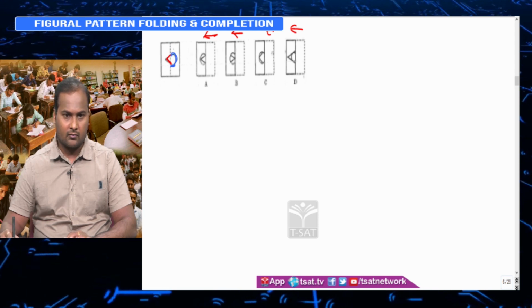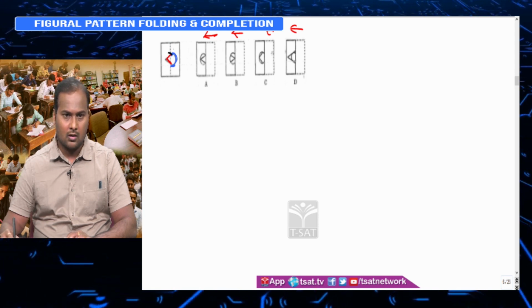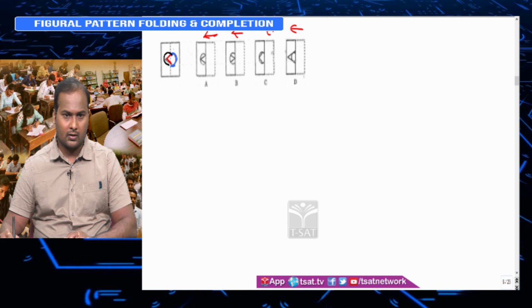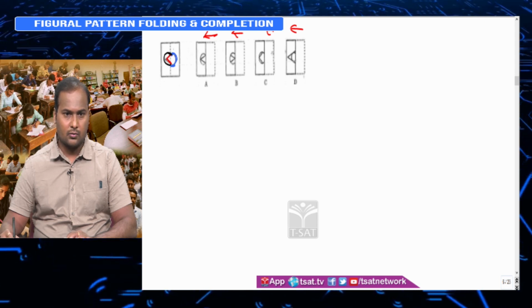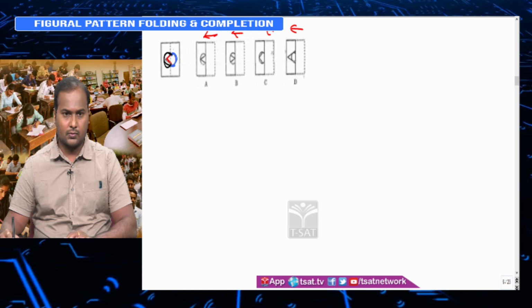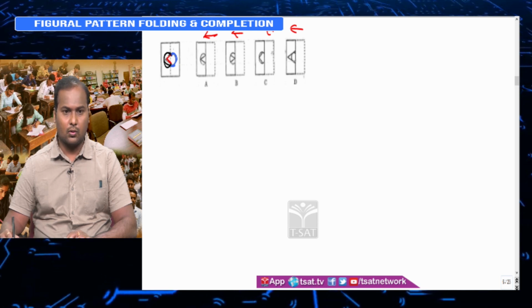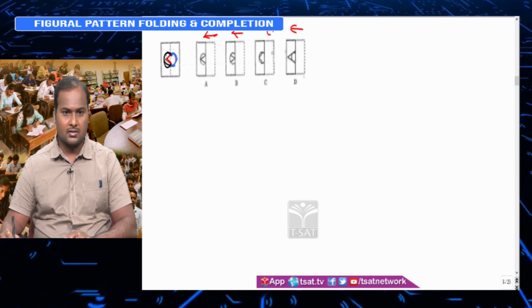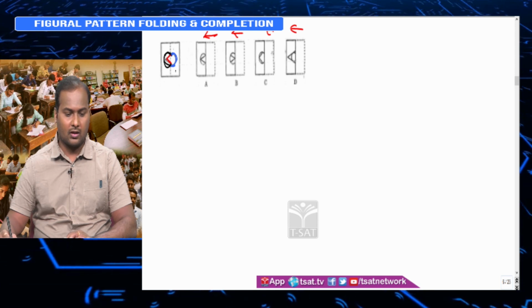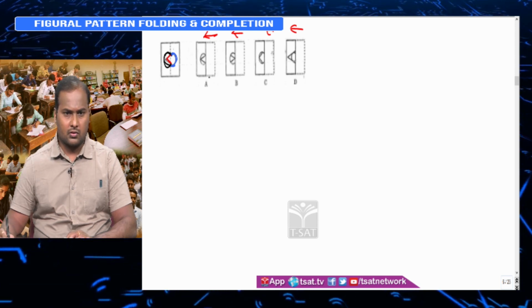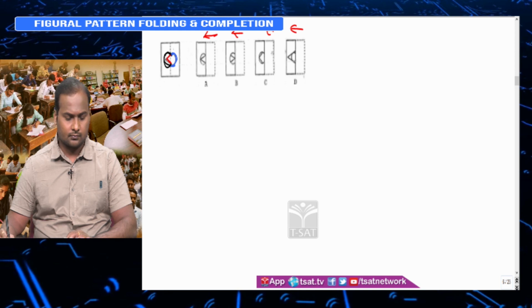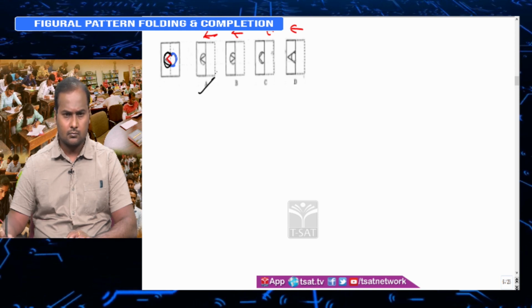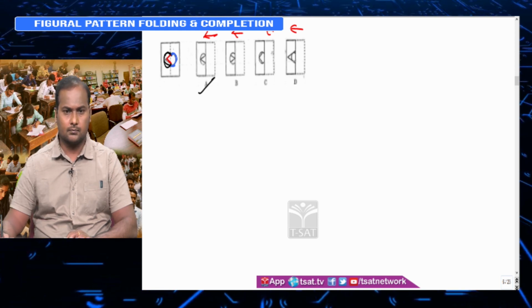Now see here, you start from this point and you move away and you come here. Okay, just you move and you come to this position. So exactly this blue line and black line now appear similar. That is going to be your answer. So your answer is option A.